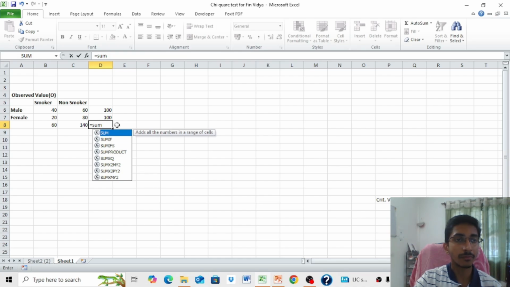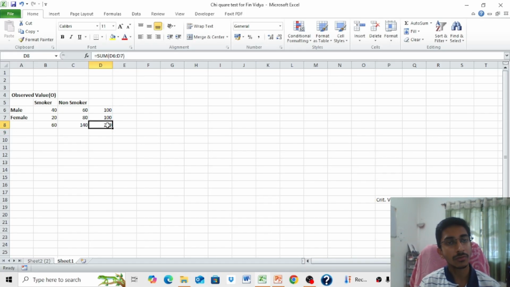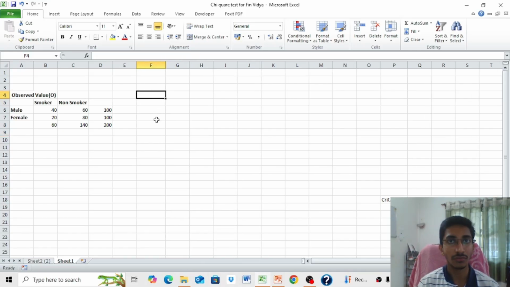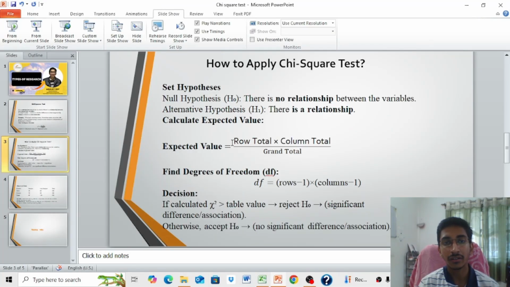Equal to sum, bracket open, select the row cells, bracket close, enter. So now we got the value of the grand total. Clear? Okay. Now we have to calculate the expected value. We know the formula of expected value, as I already mentioned: the row total multiplied by the column total divided by the grand total.